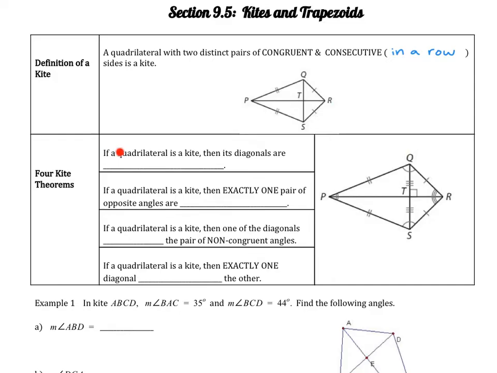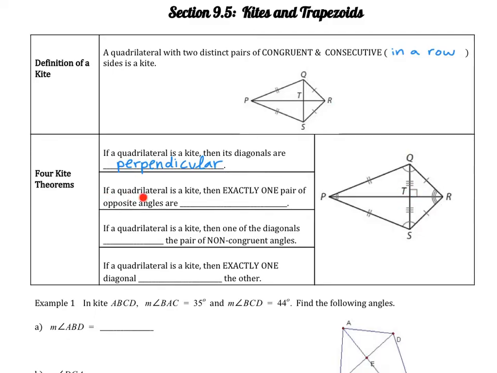So the first one, if a quadrilateral is a kite, then its diagonals are perpendicular. So all kites have this feature, so notice here's our diagonals, and they form 90-degree angles where they intersect.